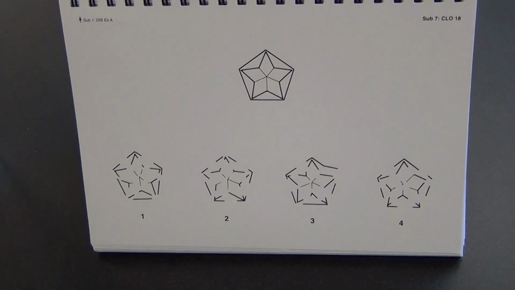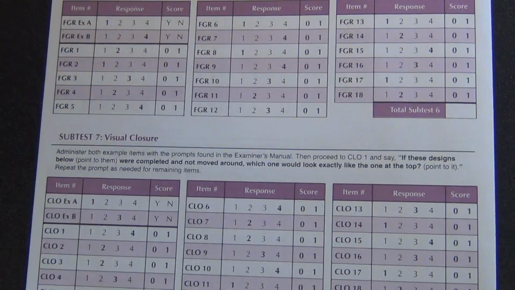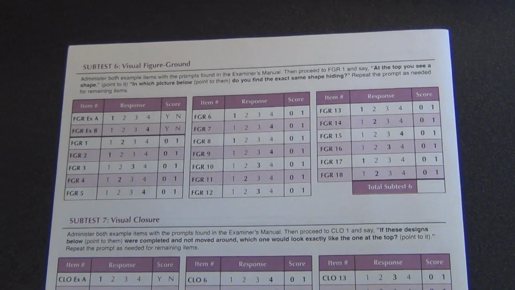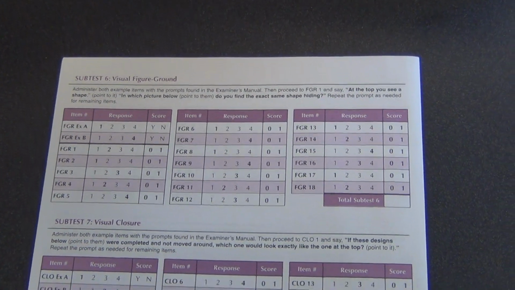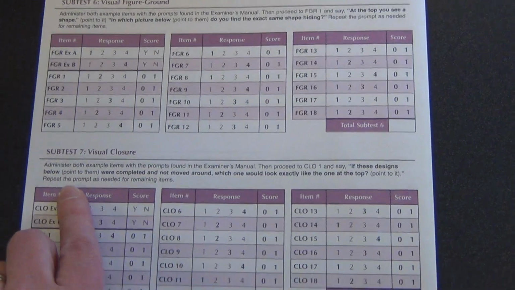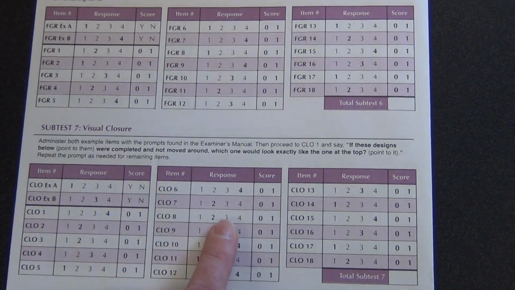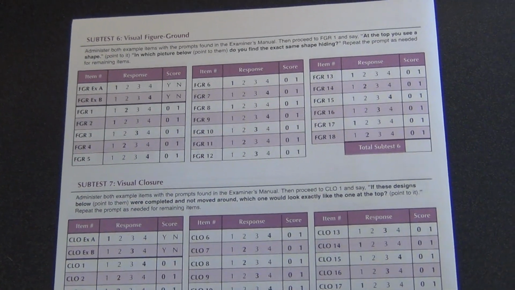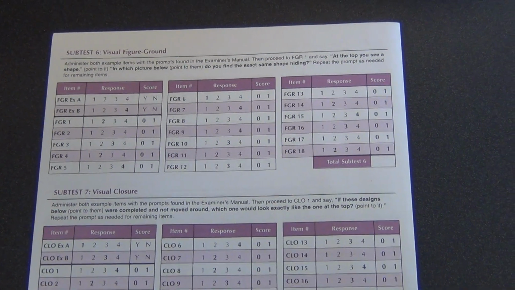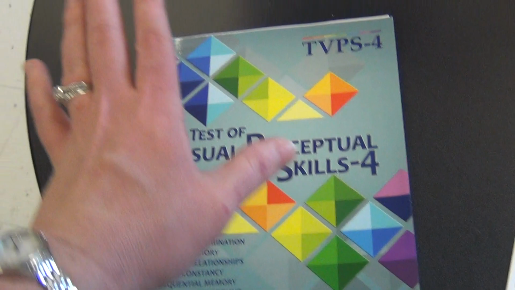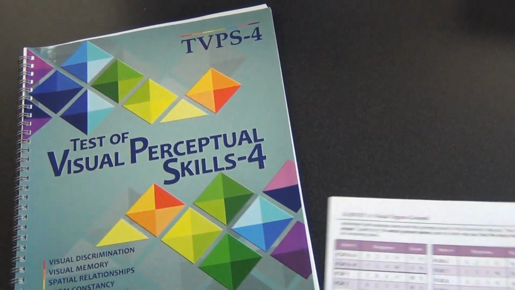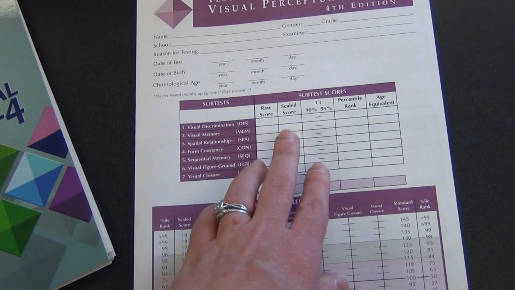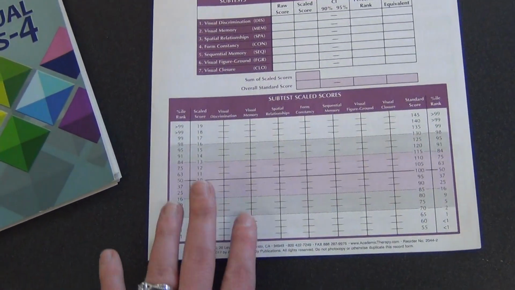Just to reinforce, the instructions are in the manual as well as listed for the subtests. I was giving the prompts repeatedly, but you only need to repeat the prompts as needed for the remaining items. If they get the hang of it, answering appropriately, you don't need to keep saying it after each test item. And again, the manual has all sorts of charts to help you determine scale scores, percentiles, age equivalents, things like that.